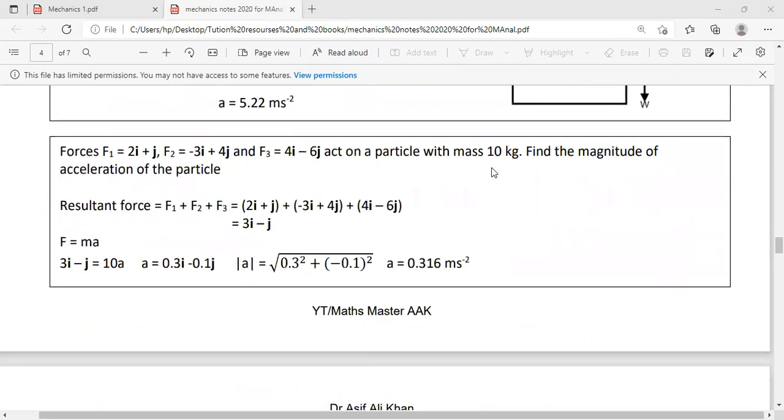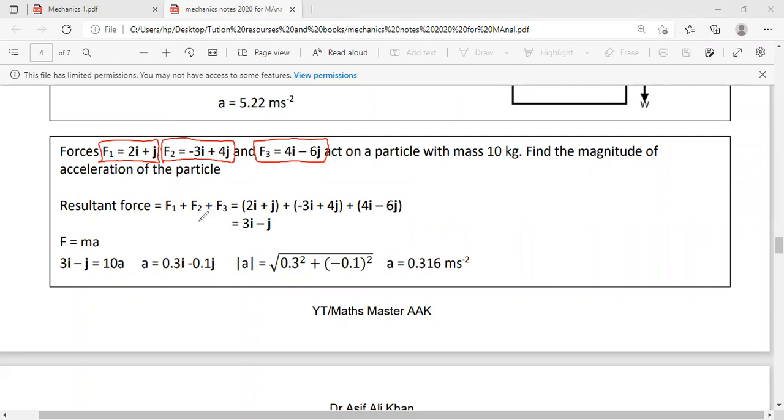Again, in form of the resultant force, how you can find the components of the resultant force. Here you can see F1, first force is given 2i plus j. This thing we discussed, i represents x, j represents y. F2 is 3i plus 4j, second force is there. F3 is 4i plus 6j, three forces are there, acting on a particle with mass 10 kg. Find the magnitude of acceleration.